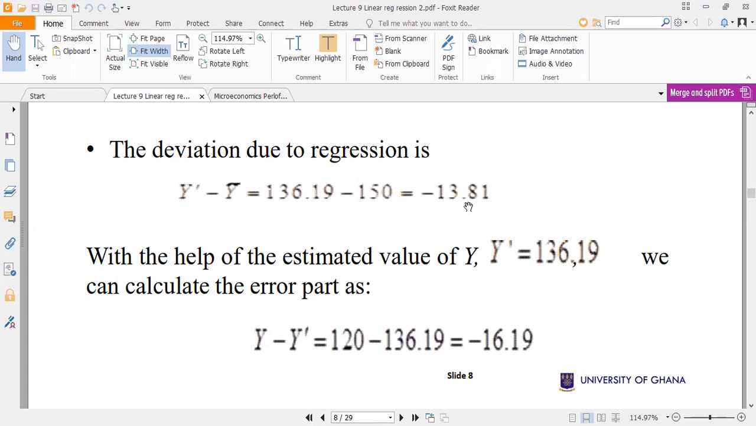So what you are trying to say is that the deviation of the actual y from its mean should be equal to the deviation of the estimated y from the mean of y, then you add the error part, which is the actual y minus the estimated y. When you add these two, you should get exactly y minus the mean of y, which is the deviation of the actual y from the mean. I hope we understand.